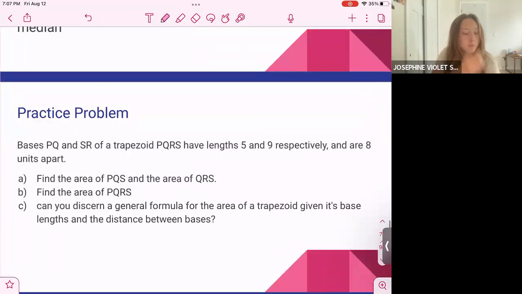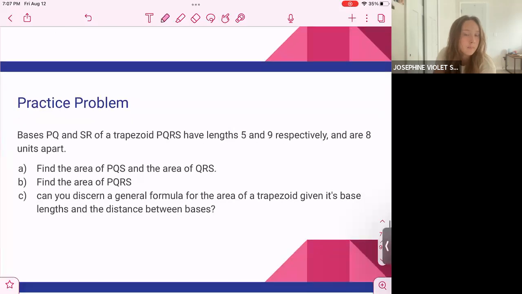So I have a practice problem here that I want you guys to try out. It says the bases PQ and SR of a trapezoid, PQRS, have lengths of 5 and 9 respectively. They are also 8 units apart. So I want you guys to find the area of PQS and QRS. So those would be triangles. And then you can use that to find the total area of the trapezoid.